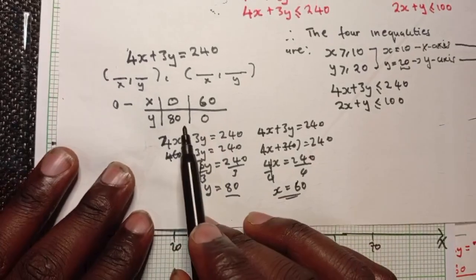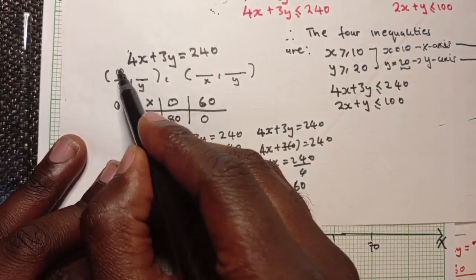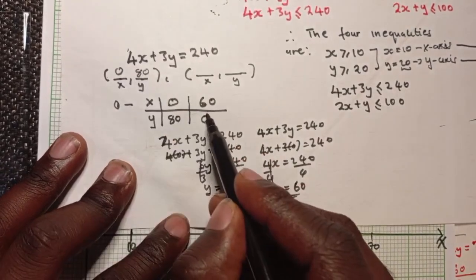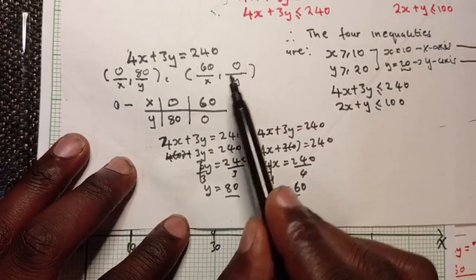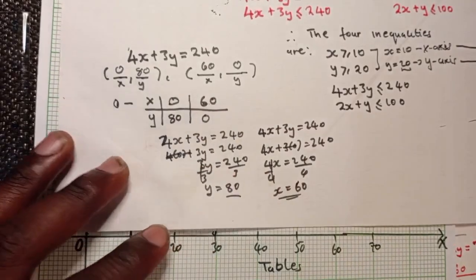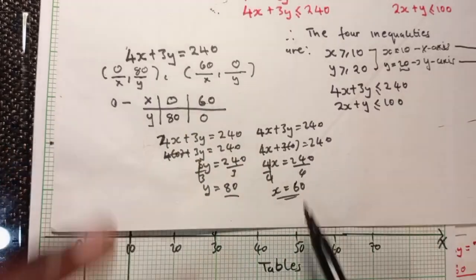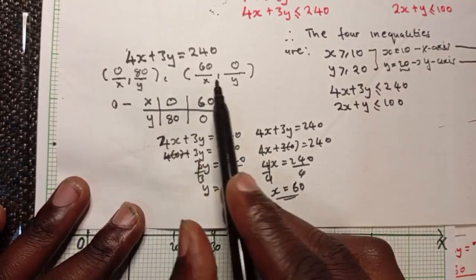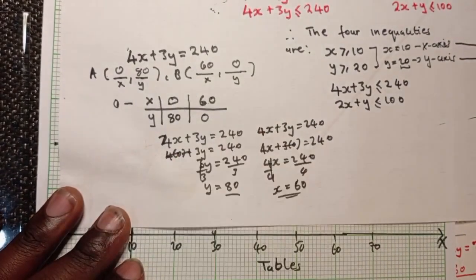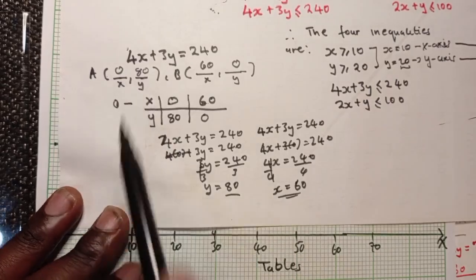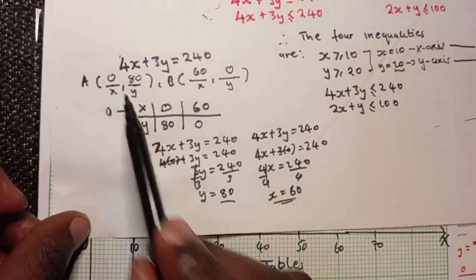Now, these are the points that we need. So the first one is 0, 80. The other one is 60, 0. And we just need to plot these points on the graph. You've seen how simple it is, when you just make this table here, you do these simple solutions and you have your 2 points that you need. We can call this point A, we can call this point B. So let's start with point A, which is 0, 80. Okay, so 0, 80 is this.